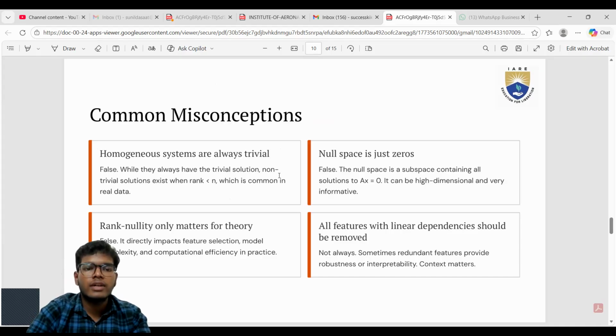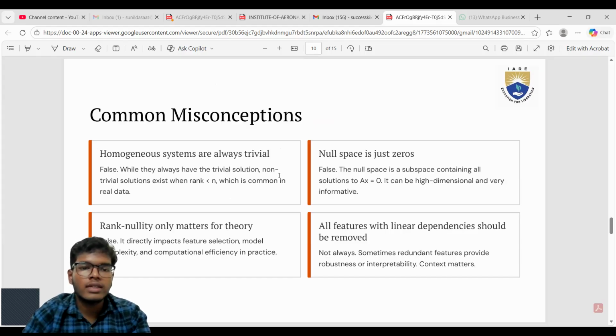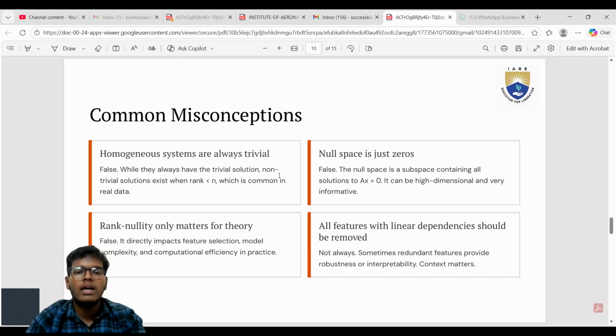Common misconceptions. Homogeneous systems are always trivial. False. While they always have the trivial solution, non-trivial solutions exist when the rank is less than n, which is common in real data.